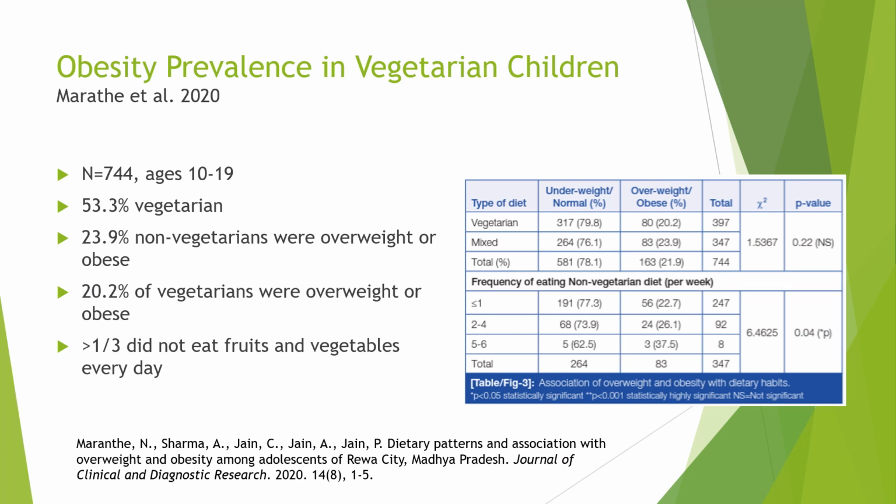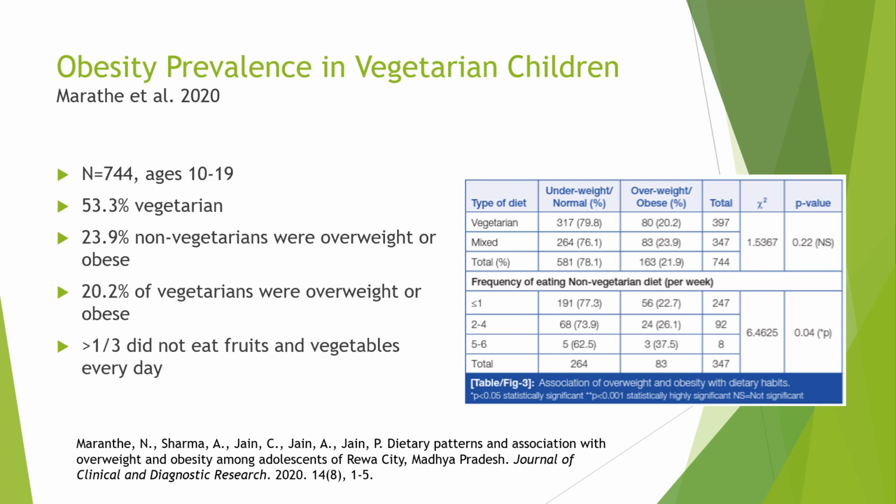The next study comes from Rewa City, India, which had a total of 744 participants between the ages of 10 and 19. 53% of those participants were vegetarian. The authors found that 23.9% of children eating a non-vegetarian or mixed diet were overweight or obese, compared to 20.2% of vegetarian children who were overweight or obese.